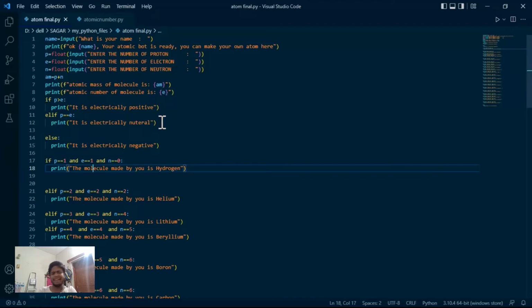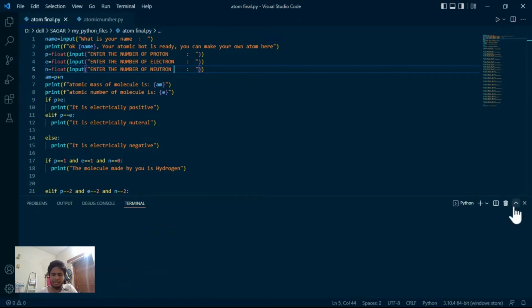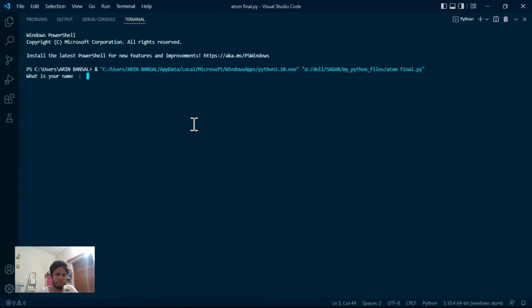Hello everyone, my name is Aaron, and today we are going to write a Python program to find the atomic number by entering the number of electrons, protons, and neutrons. First I will show you the output, and then we will write the full code.